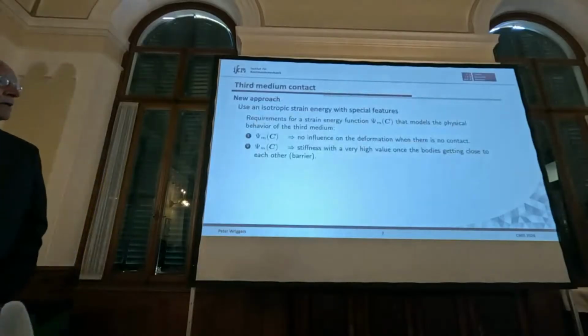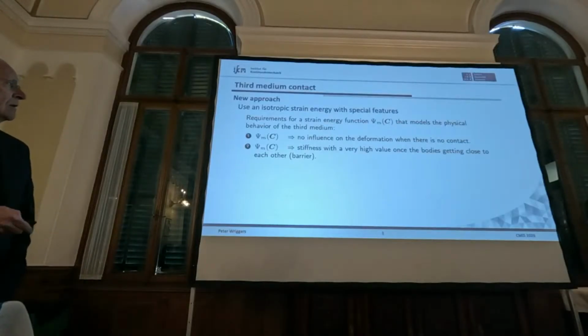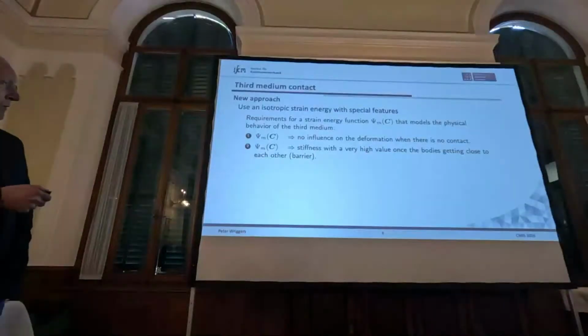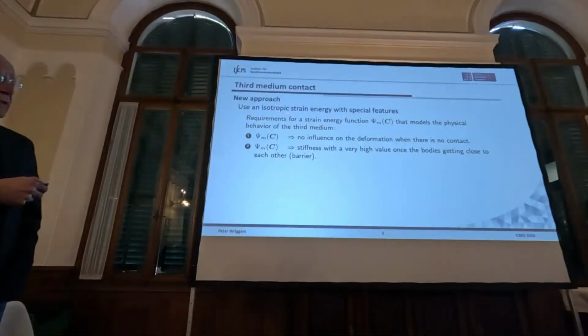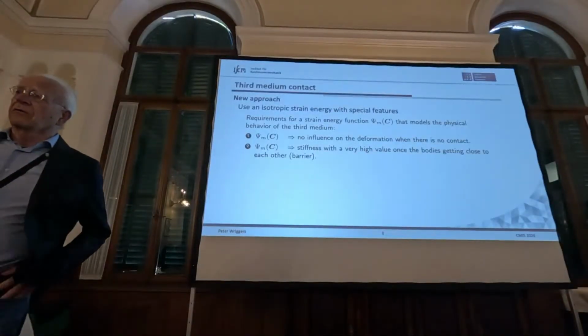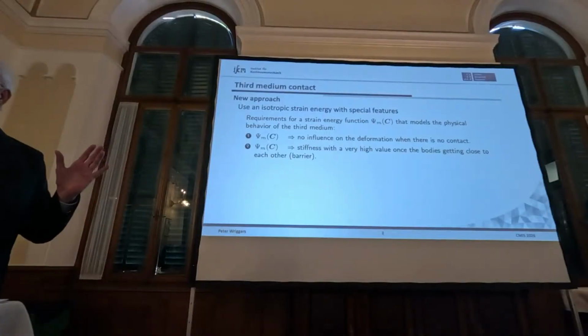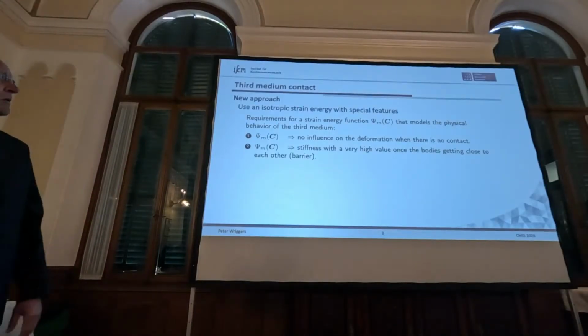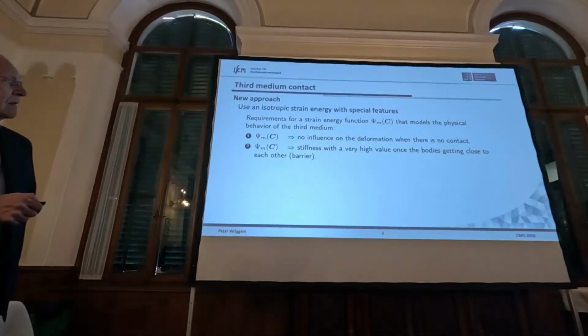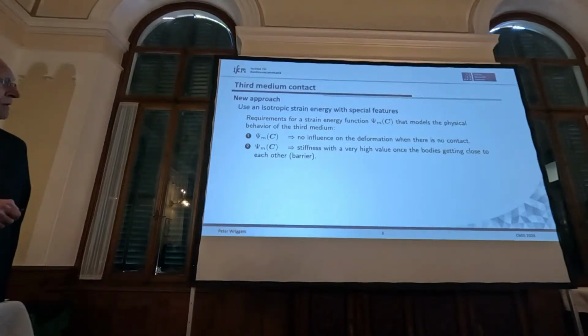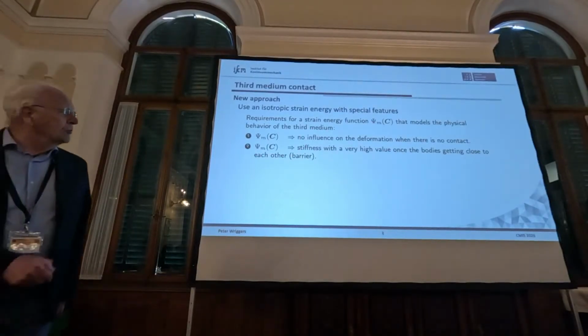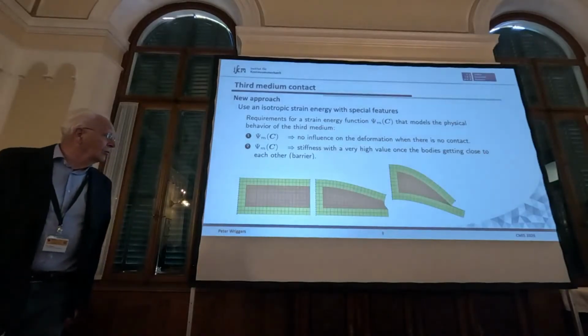And then the people in Denmark came and said, okay, we can do it in a different way. And this is what I want to show you now. So we have the requirement: we just use a standard isotropic strain energy function. So we don't do anything. I mean, we are looking at frictionless contact at the moment. And we have an energy function which should not influence the deformation, and the stiffness should be very high once the bodies get close.